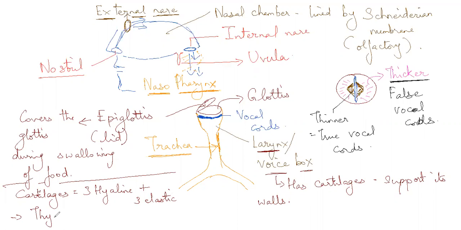Thyroid, arytenoid, cricoid are hyaline in nature.